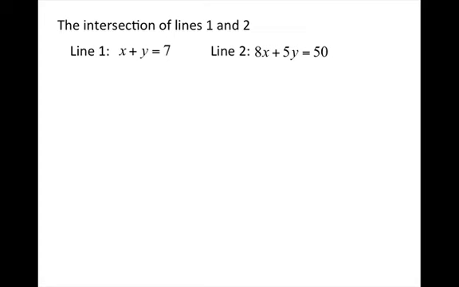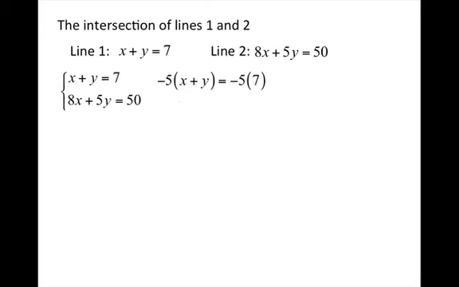If I multiply line 1 by -8, I could eliminate my x's. Or if I multiply line 1 by -5, I could eliminate my y's. And it doesn't matter which one you do. I multiplied the first one by -5 just to keep the numbers smaller. And when I do this, I get -5x minus 5y equals -35. Then recopy line 2, or the second equation, 8x plus 5y equals 50.